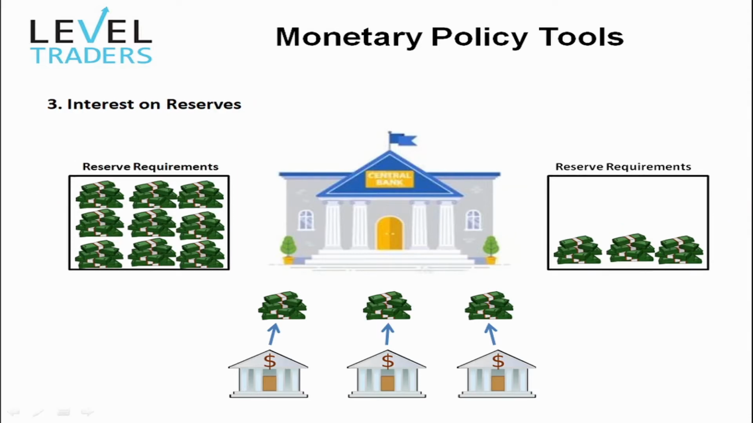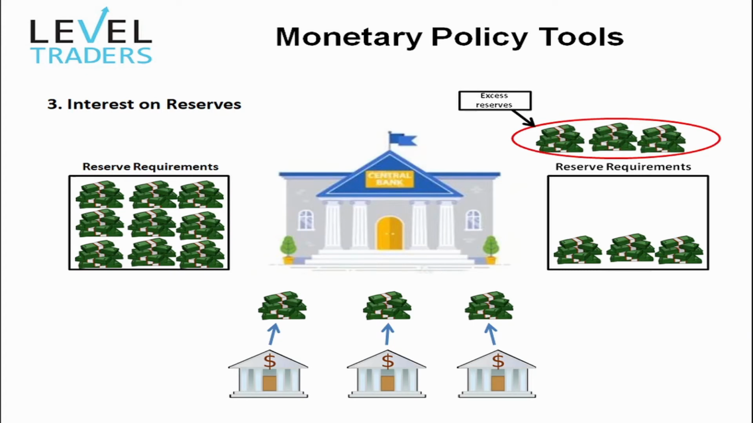Then we have interest on reserves. This is interest on excess reserves held with the Fed. Remember that the Fed requires banks to hold a portion of their deposits with the central bank? Well, this is the extra cash that banks hold with the central bank. The Fed pays interest to the banks for this.